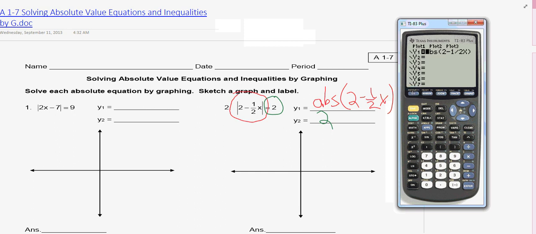Okay, and then in the second equation we're going to put in the value 2, and that draws a horizontal line. You can see it has 2 intersection spots. Both of them are in the first quadrant. So it asks us to sketch this graph. So we'll sketch a crude graph of this.